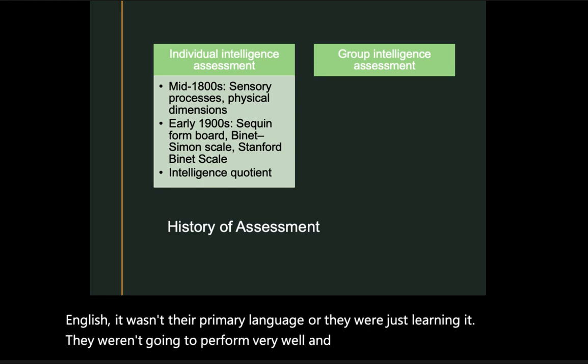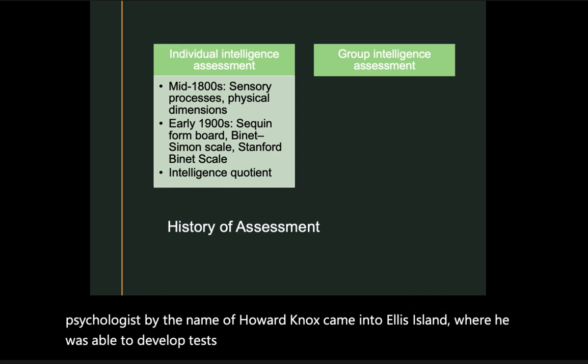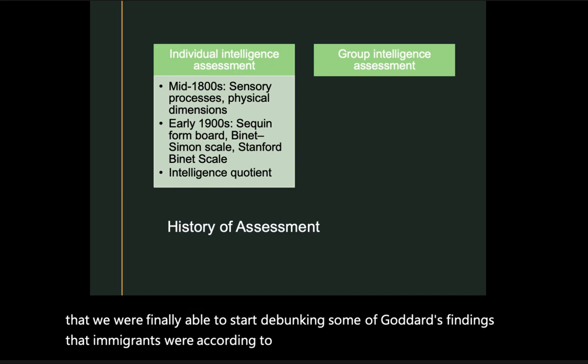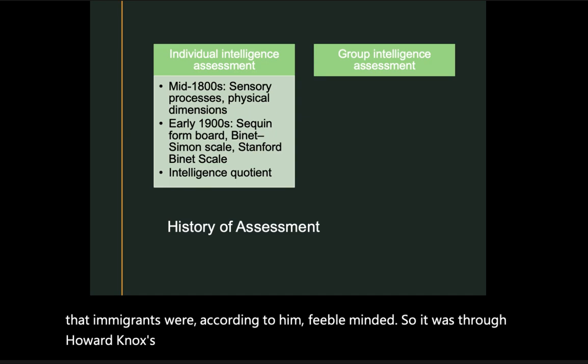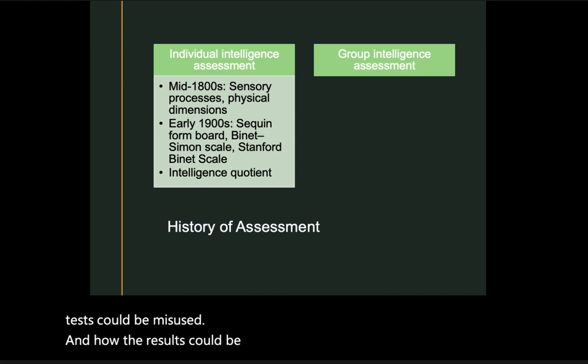And it wasn't until another psychologist by the name of Howard Knox came into Ellis Island, where he was able to develop tests that were more performance-based and nonverbal, that we were finally able to start debunking some of Goddard's findings that immigrants were, according to him, feeble-minded. So it was through Howard Knox's development that we were able to see how intelligence tests could be misused and how the results could be misinterpreted.